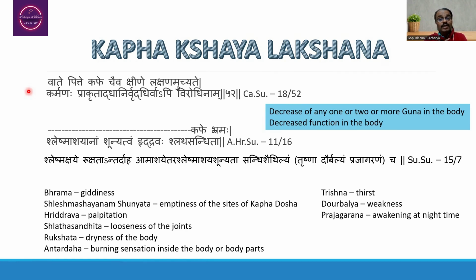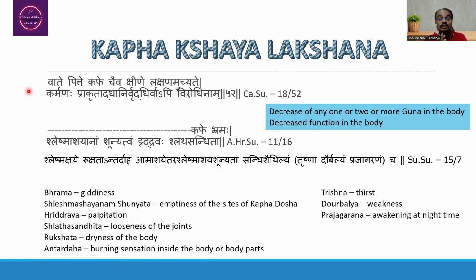Ashtanga Hridaya says: Kafi Brahmaha Shleshma Shayanam Shunyatvam Hridravah Shlata Sandita. When you observe this, we say that the person is having Kapha Kshaya. Sushruta says: Shleshmakshaye Rukshata Antardaha Amashaye Itara Shleshmashaya Shunyata Sandishetilyam Trishna Daurbalyam Prajagaranam cha.